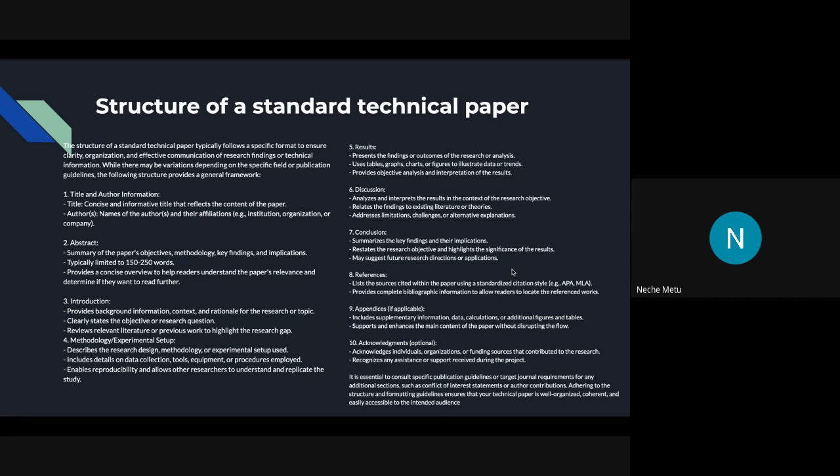Then your conclusion, you have to summarize your key findings and the implications. Restate the research objective and highlight the significance of the result. And then you may suggest future research directions and applications. Then look at the references. You have to list, like I said, when you're using the secondary research method, which most times happens, somebody has already done something. You remember, you have to list the sources cited within the paper using a standardized citation style.